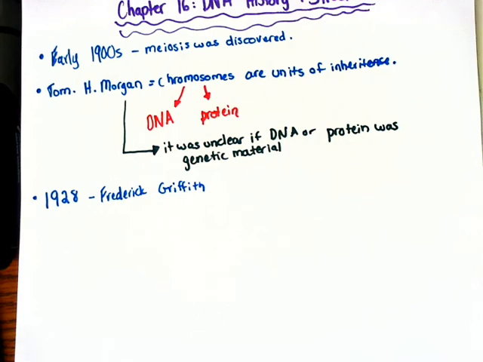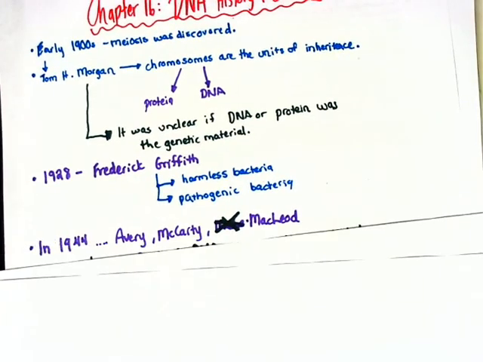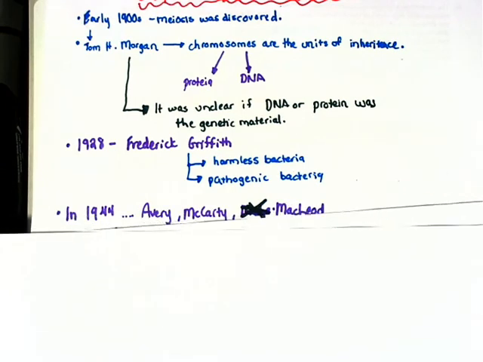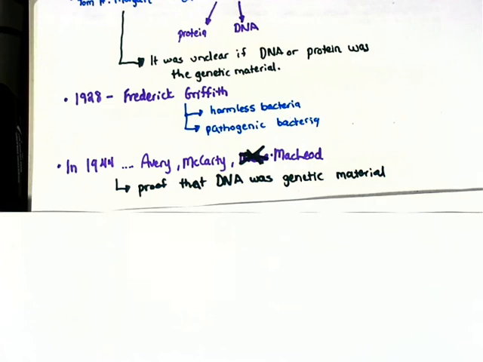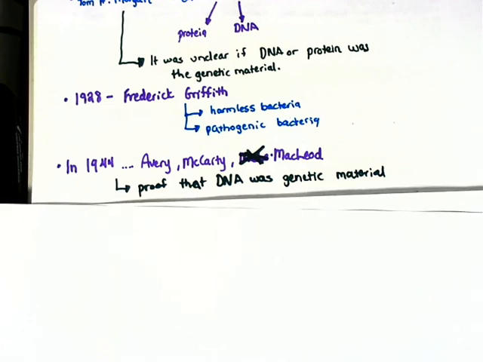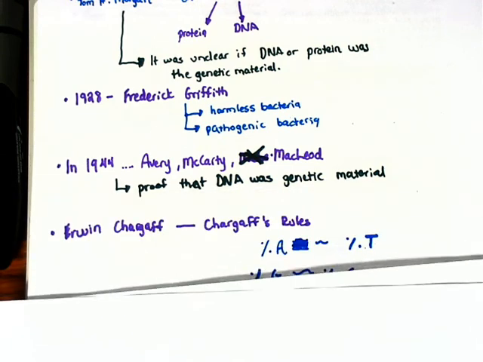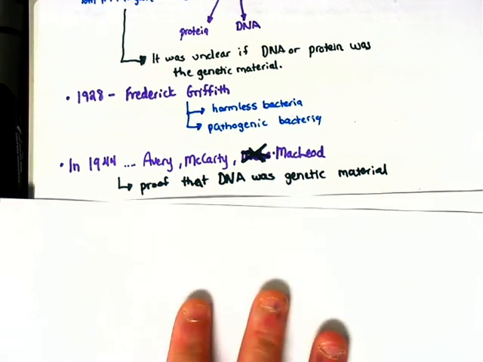I want you to know about, and you could write this down, Frederick Griffith and his experiment. He used the harmless R bacteria and the pathogenic S bacteria. You could mention just the Avery, MacCarty, and MacLeod experiment in your notes, which gave further proof that DNA was the genetic material. And then right after that, I want to jump into a piece about Erwin Chargaff. So I'll let everyone catch up with this.